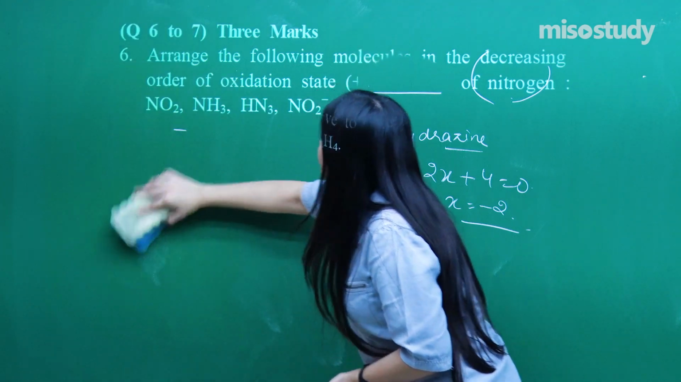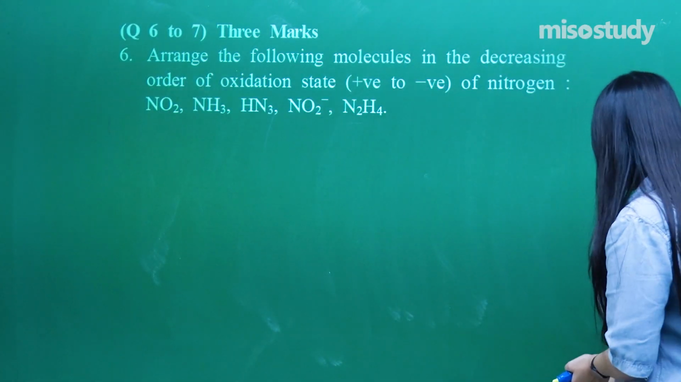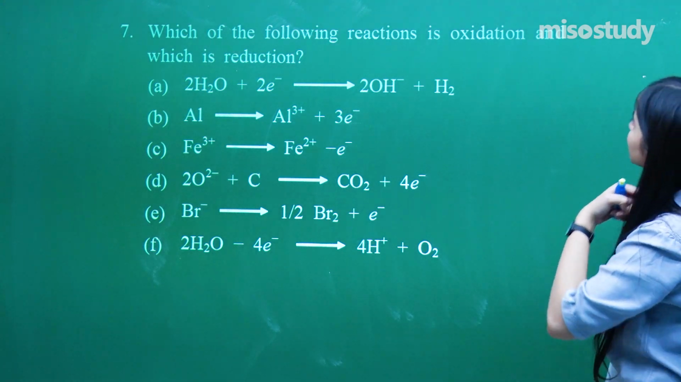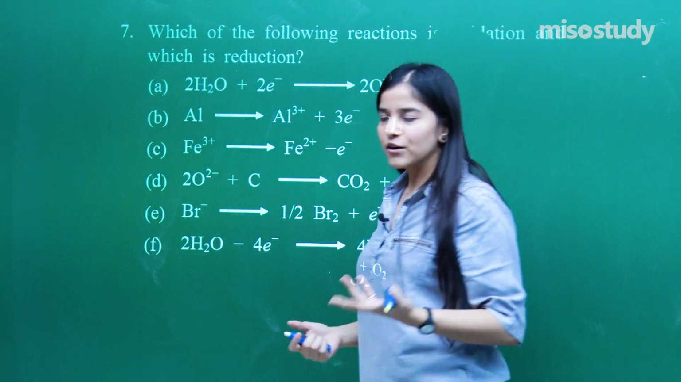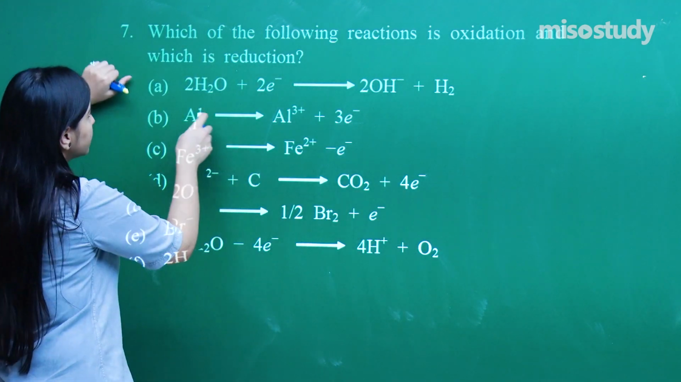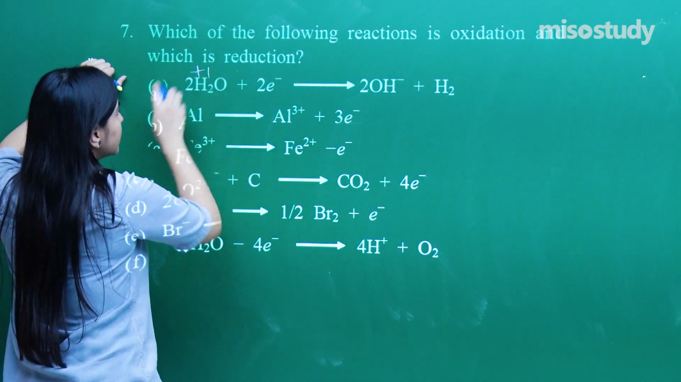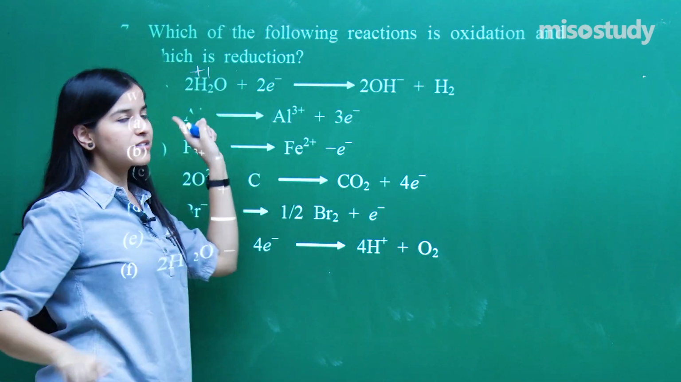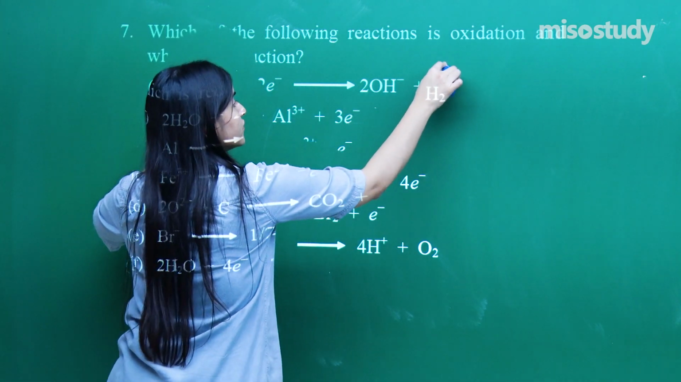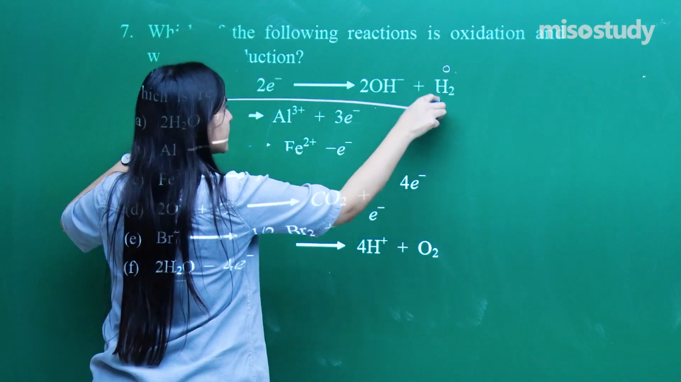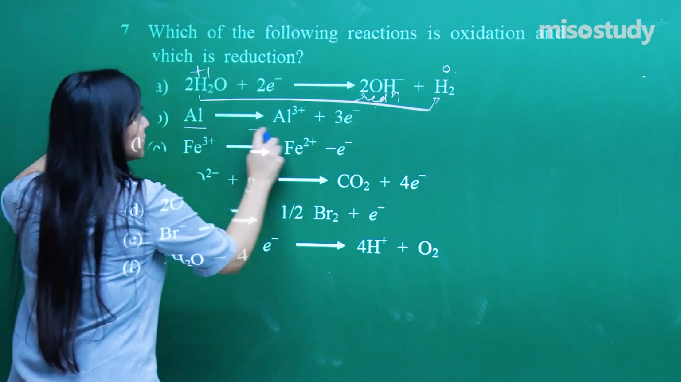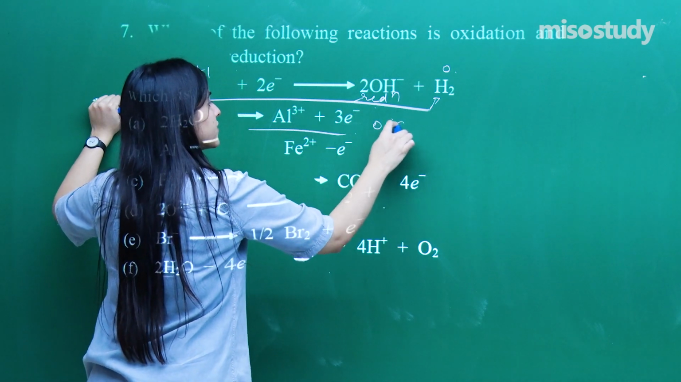Now let's move on to question number 7. Which of the following is oxidation and which is reduction? It's a very easy question. See here, +1 state. You cannot just simply look at the electrons; try to analyze the entire equation. +1 getting to 0 state, what is this? Reduction process. Simple and easy. Aluminium losing electrons, oxidation process.